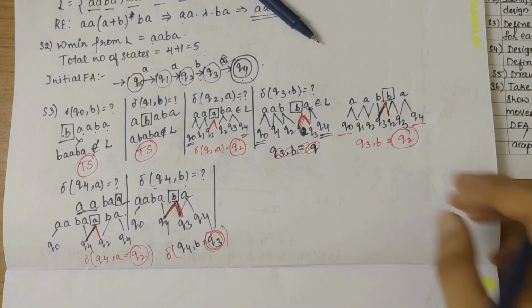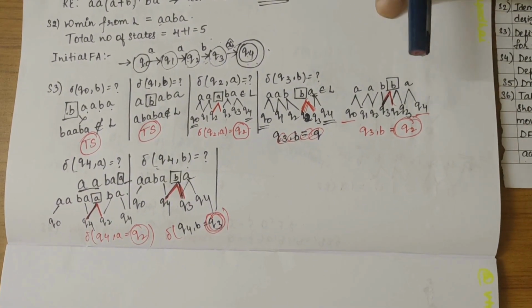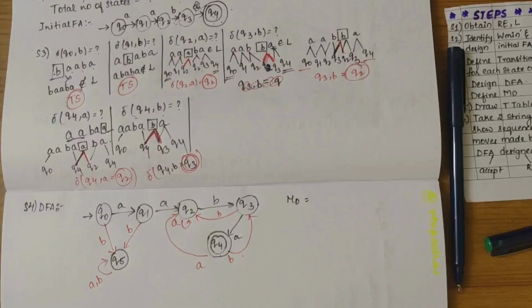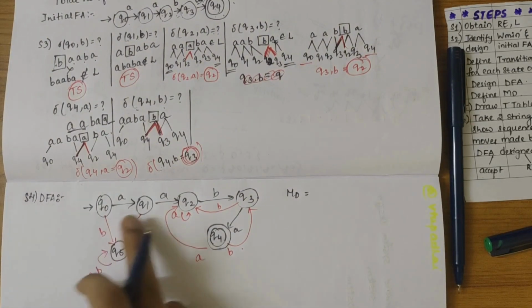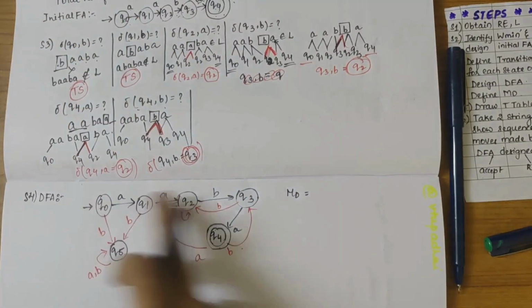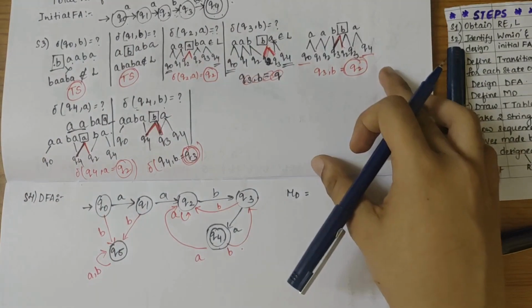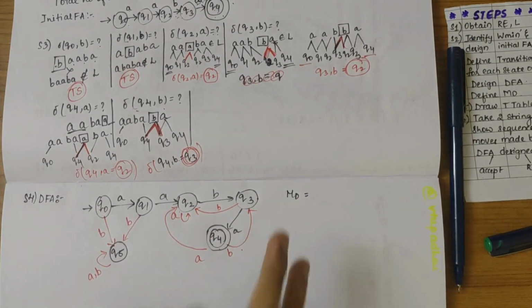So now that we have obtained the transition states of all the possible strings, let's move on to step 4, that is to design the DFA and define M D value. So here I have designed the DFA from the existing initial finite automata, writing it as it is, and all the transition states which I've obtained in step 3 are being shown in the red colored pen.